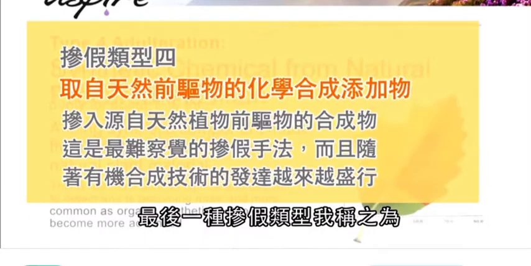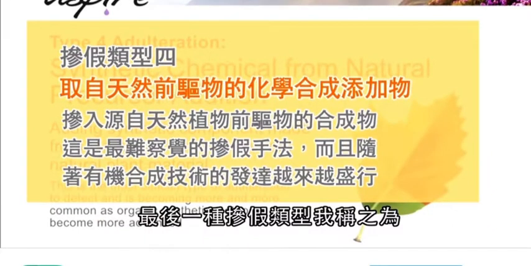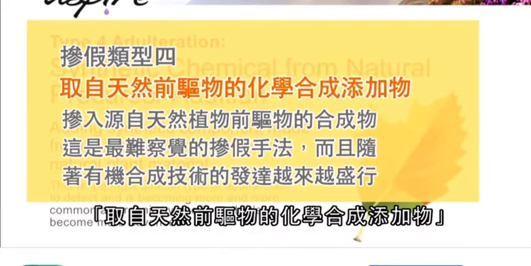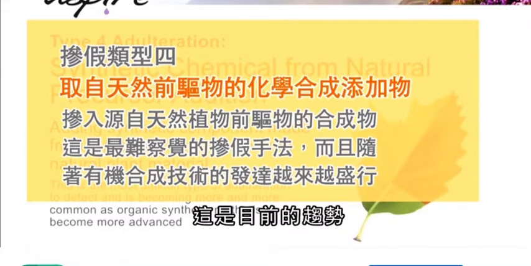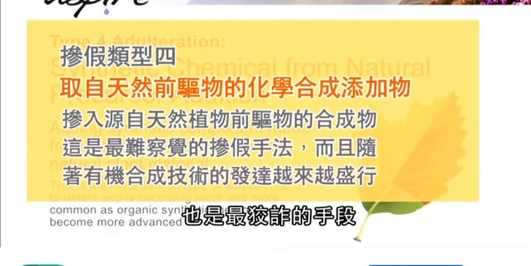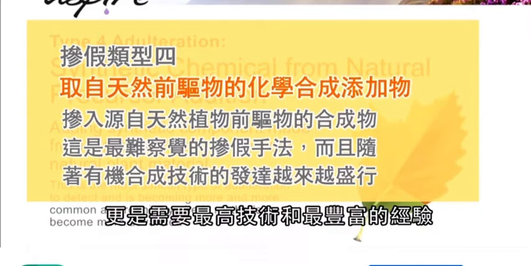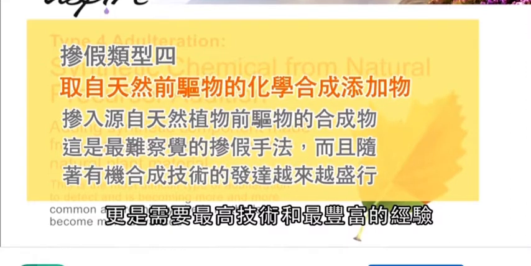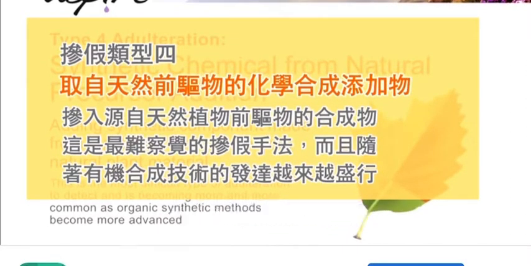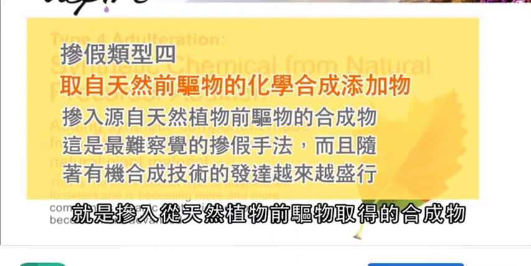The final type of adulteration is what I like to call synthetic chemical from natural precursor addition. Now this is where everything is heading, and this is where things get the trickiest and where it requires the most expertise and the most experience to be able to tell this type of adulteration. Basically, we're adding a synthetic component that's made from a precursor that came from natural plant material.